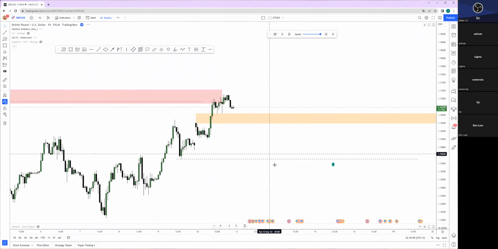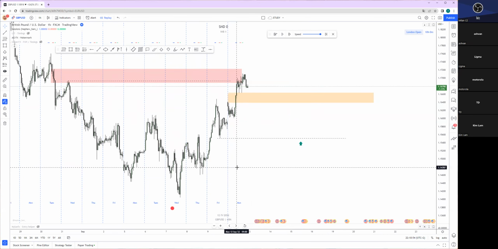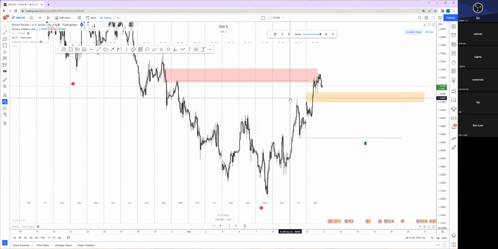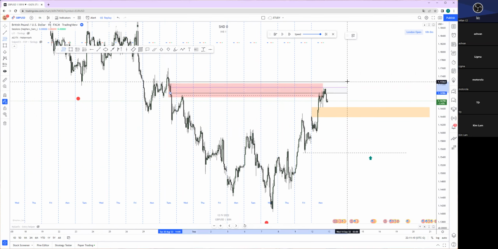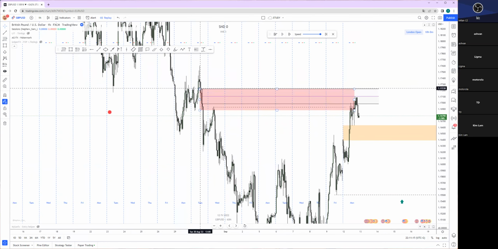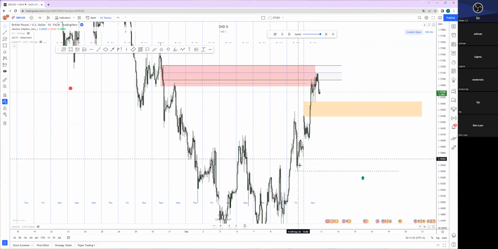So let's go to 1 hour and let's see what day it is within a week. We are on Monday. We just took the previous week high as well, and then nothing. And then we are tapping into this imbalance, right? Yeah, so we are tapping in exactly the 50%.